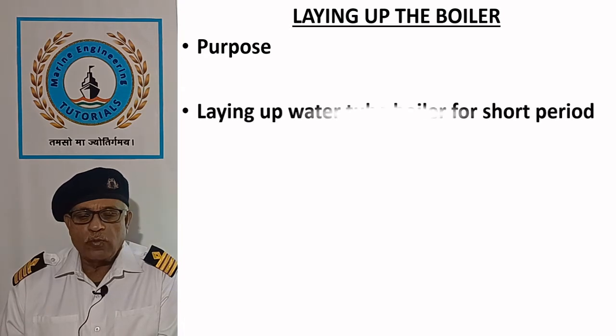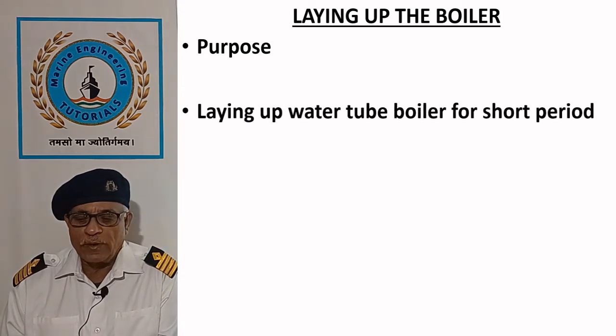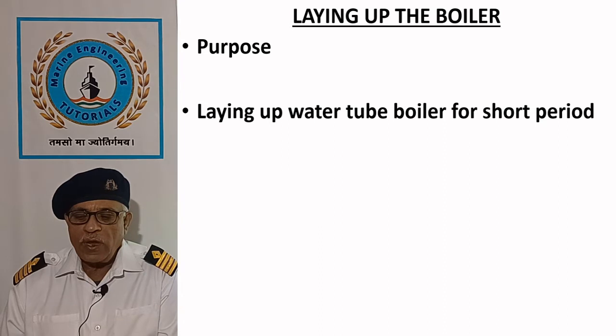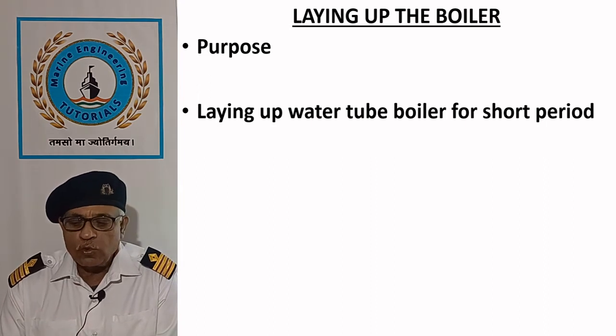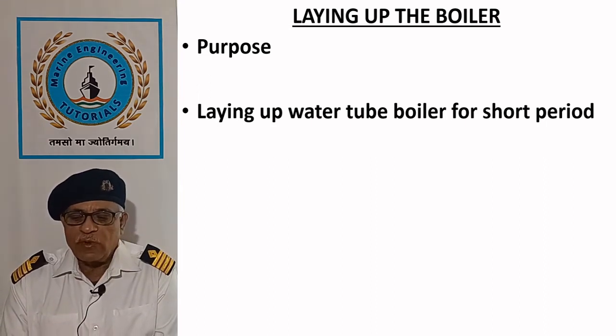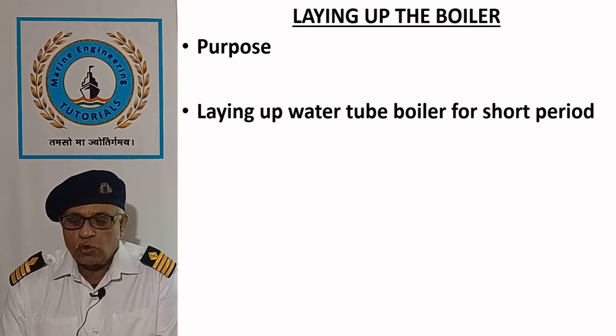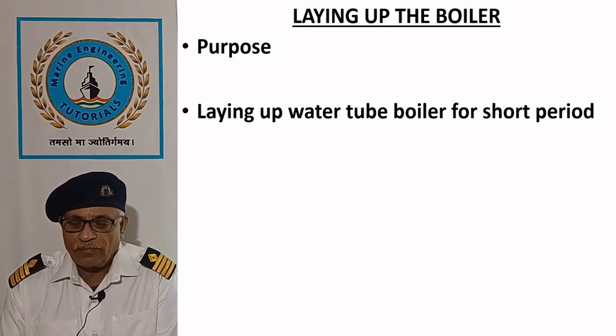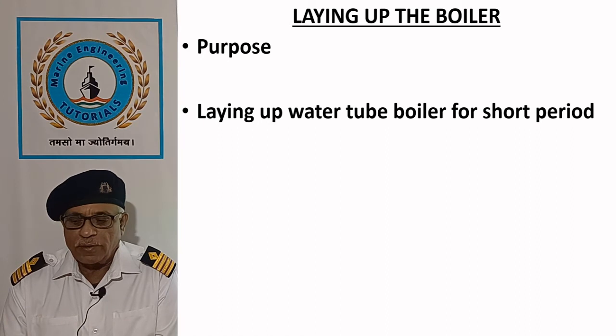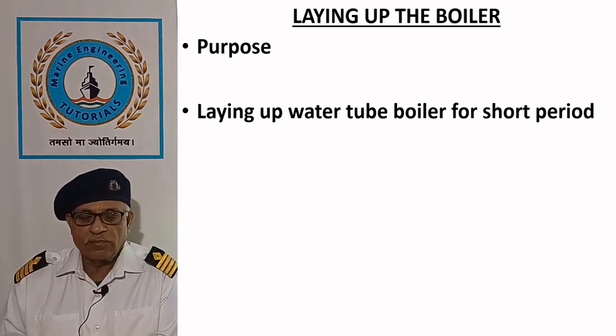Laying up water tube boiler for short period. When a water tube boiler is taken out of service for short interval of 2 to 3 days, boiler can be fired at intervals to keep the boiler pressure above 3.5 bar, and water must be maintained at normal level with correct treatment. This is known as banking the boilers.